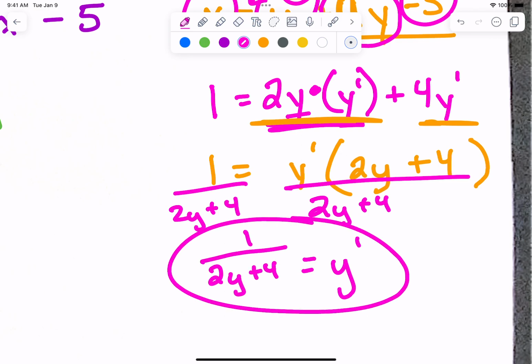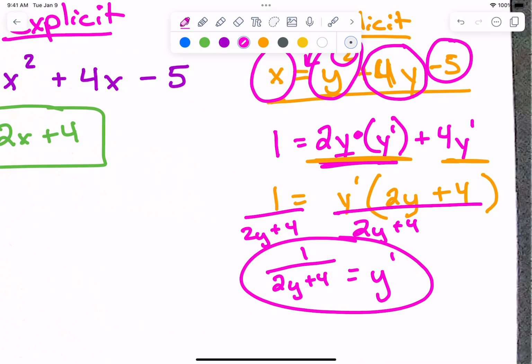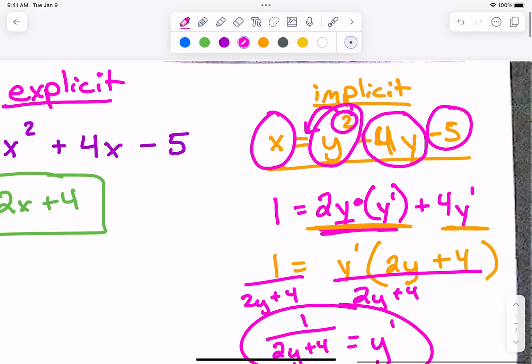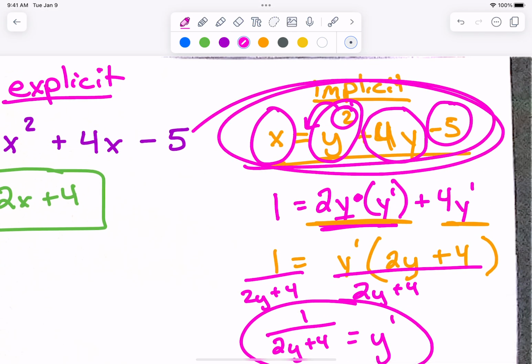So anytime you're taking the derivative of a variable that's not x, you have to put y prime on the end of it, or z prime, or w prime, or whatever, because that's not your preferred and designated variable. Got it? We're taking the derivative with respect to x, okay? So that's implicit. That's how we get around taking the derivative of this thing when y is not by itself, right? Like I have x's and y's intermingled, right?